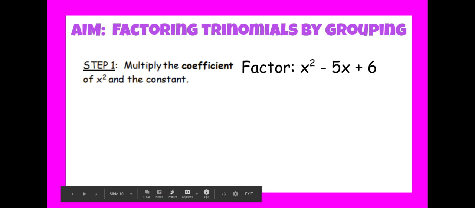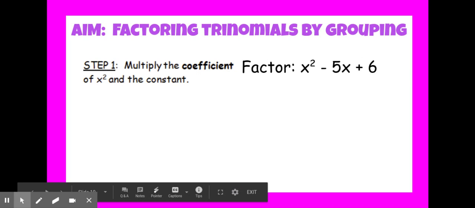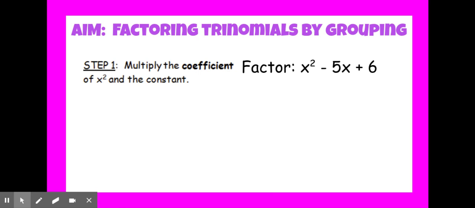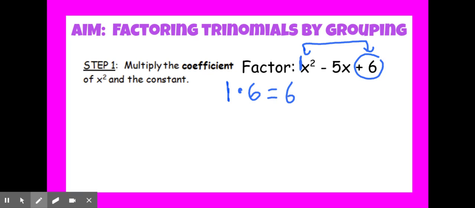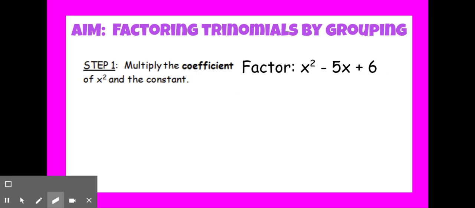Okay, so here we go. Your first step, it says step 1 is multiply the coefficient of x squared and the constant. Now, a coefficient is just another way of saying the number in front of x squared, which is 1, and our constant is this number. So what we're going to do is multiply that number there and that number there. So we're multiplying 1 times 6. And what do we get when we multiply 1 times 6? We get 6, okay? And that's on the notes. So this is nothing new, but that's where we got the 1 and the 6 from, and how we get our 6 as our magic number.